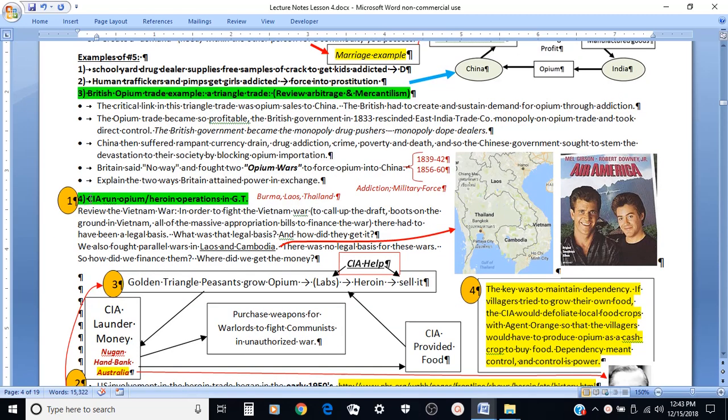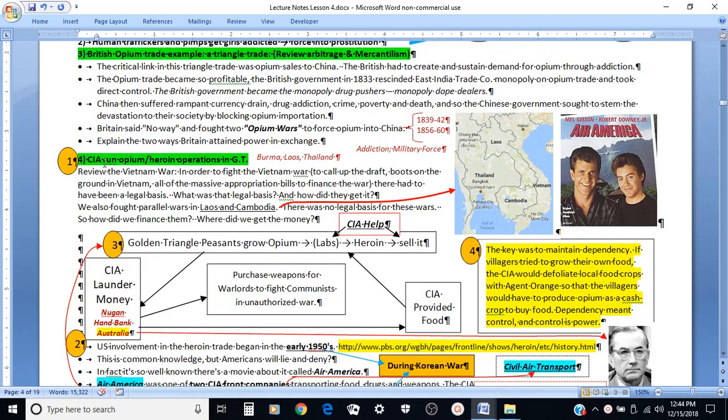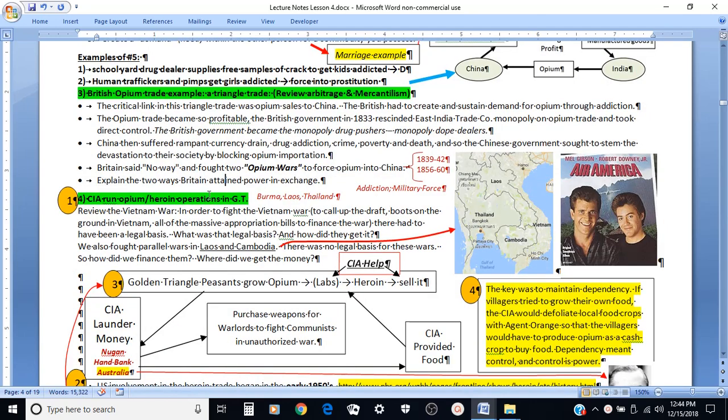So a 4th example is a CIA-run opium heroin operation in an area in Southeast Asia called the Golden Triangle, which involves Burma, Laos, and Thailand. So here's Burma over here. You can't really see it. I think it's called Myanmar now. Laos is over here, and here's Thailand, right? So that's like the triangle. Now, this was conducted largely during the Vietnam War era, but also beginning in Korea, as we'll see down here. All right, so we'll review the Vietnam War.